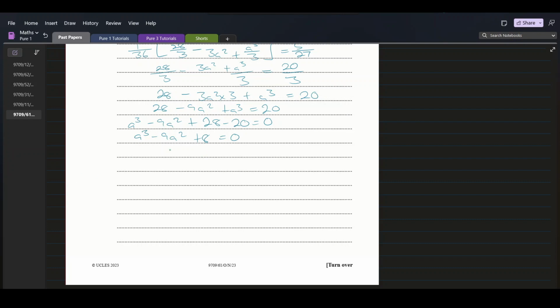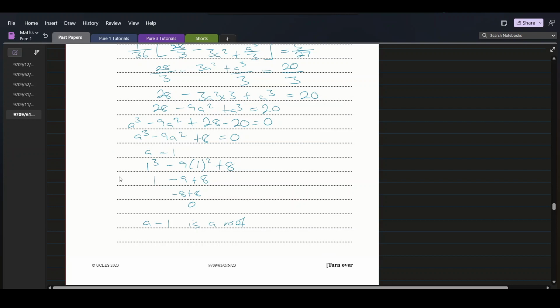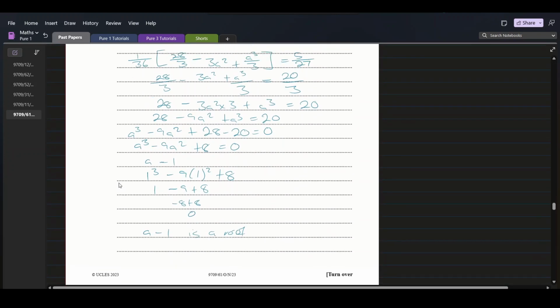If you substitute a 0, you'd get 8, so that's not going to work. Let's try a is equal to 1. So that would be 1 cubed minus 9 times 1 squared plus 8. So 1 minus 9 plus 8, which is negative 8 plus 8. This does give us 0. So that must mean a minus 1 is a root of our cubic function.